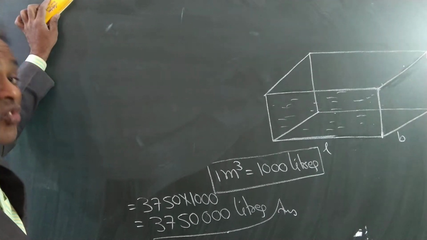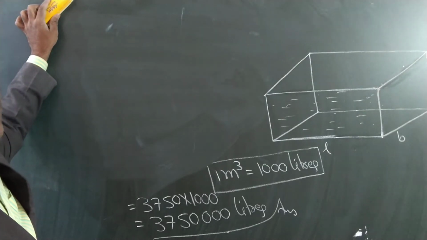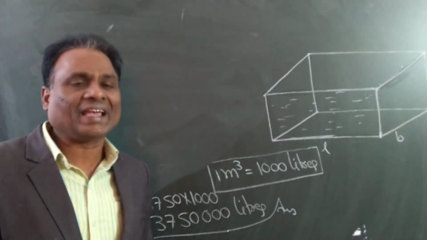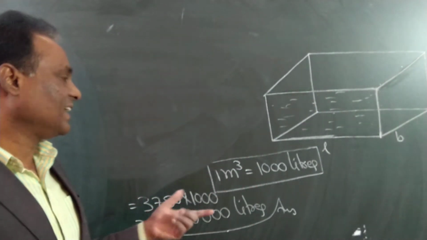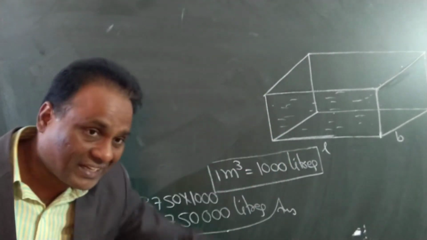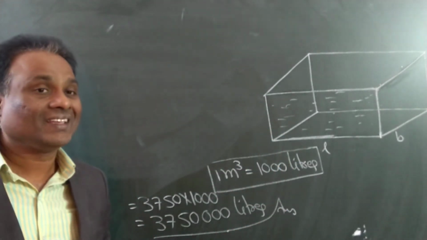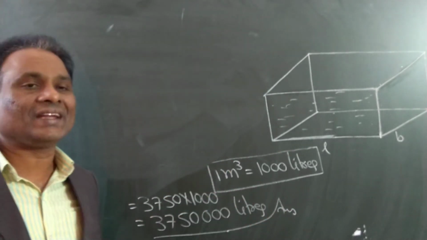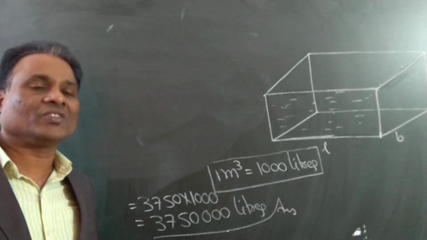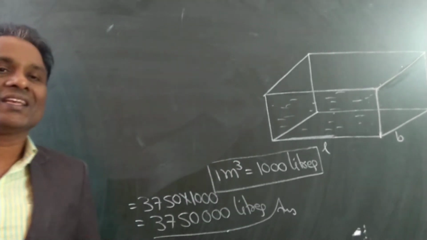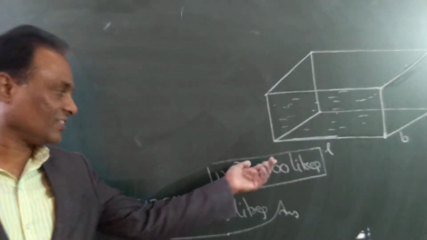3750000 liters of water is there in the tank. Whenever you have any tank in your house, if it is a rectangular shape, you measure the length, the breadth and the depth. You measure all three in meters. So length into breadth into height will give the amount of water which can be stored in that. If you are measuring in meters, this is the procedure.